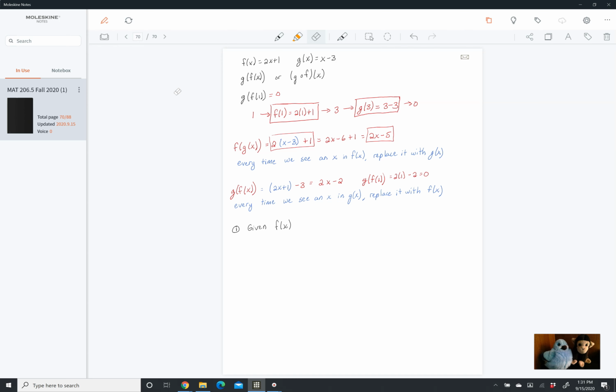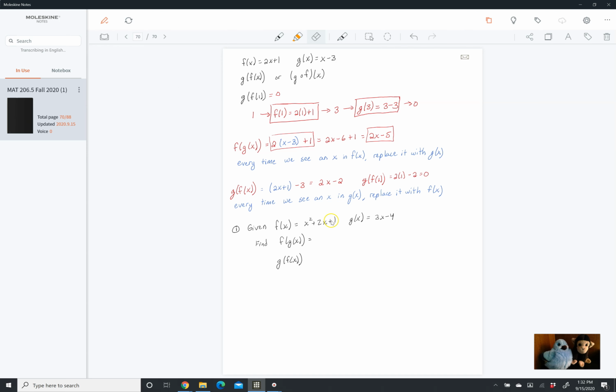Let's say that we are given f of x equals x squared plus 2x plus 1, and g of x is equal to 3x minus 4. We're going to find first f of g of x, and then we'll find g of f of x. Okay, f of g of x.